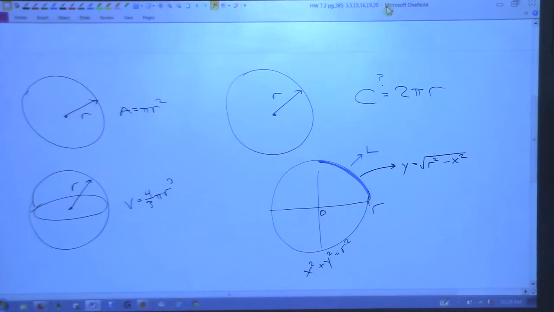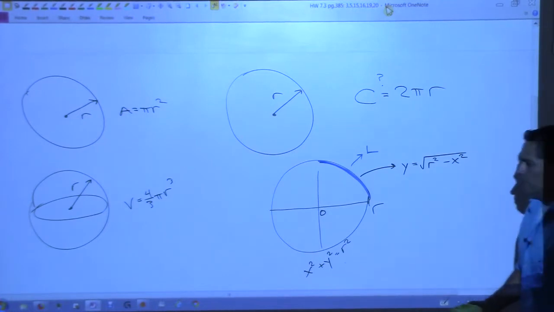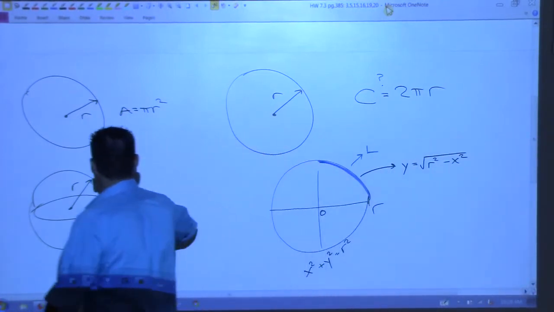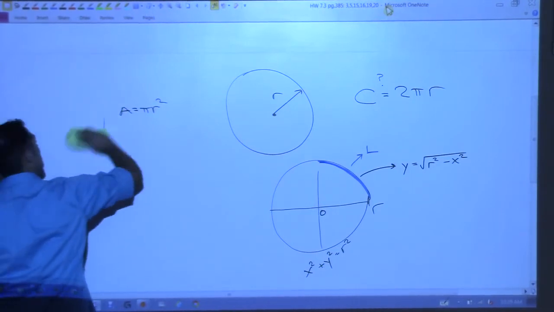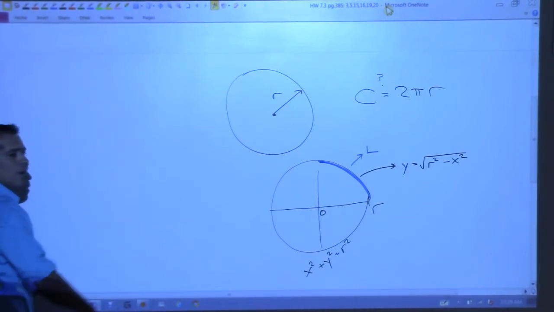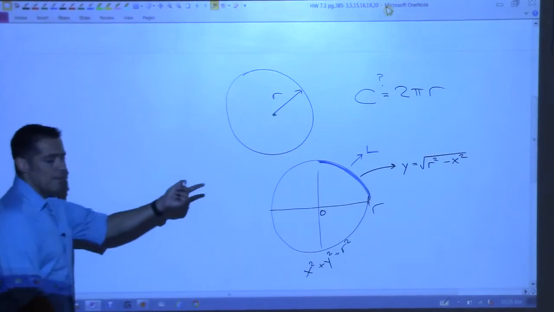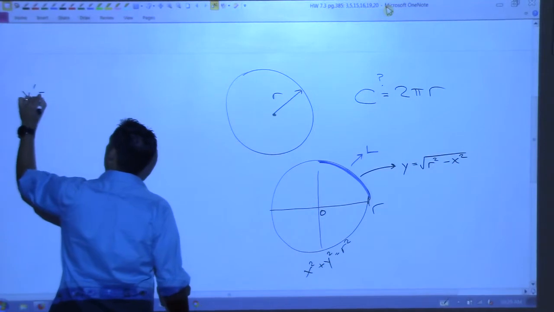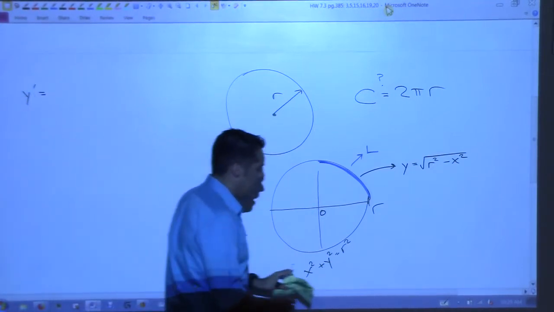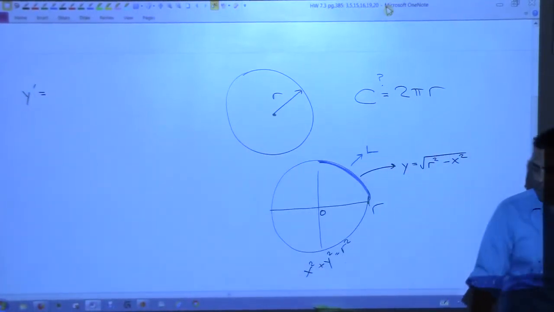And I need to generate the arc length formula. With me? What's the formula require? What was that formula I just erased? It's square root of 1 plus the derivative squared. So I need the derivative of that first, right, before I even put the formula up here. What is the derivative of that function? Remember that x is a variable and r is a constant.